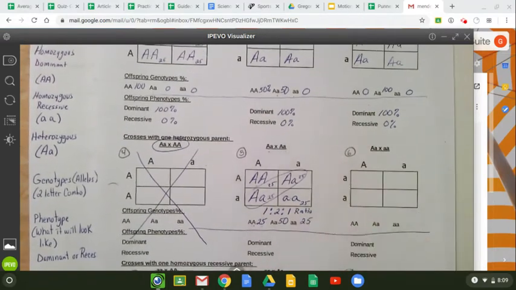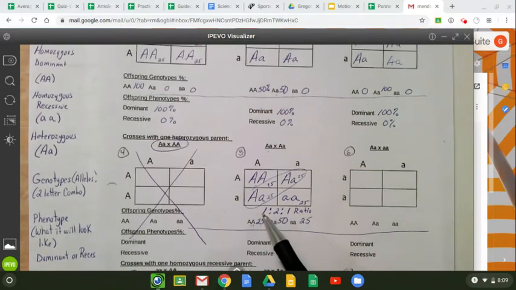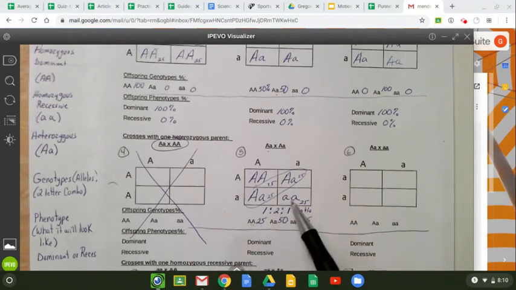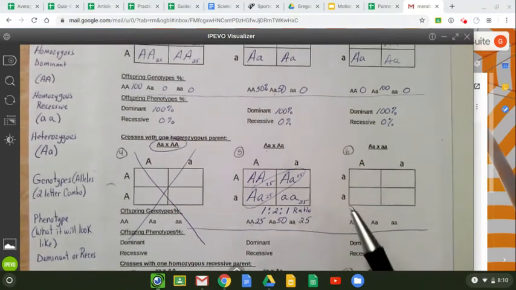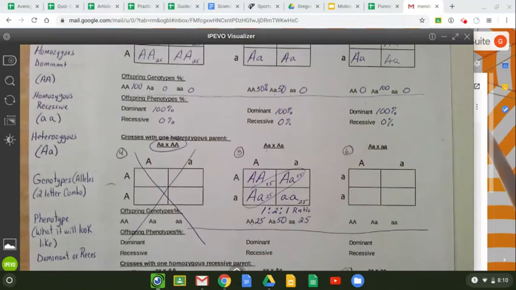All right, you may be familiar with ratios in math, right? And all we're saying is there's 1 homozygous dominant, there's 2 heterozygous, and there's 1 homozygous recessive. So I've been asking you to find the genotype percentage, but if I asked you to find the genotype ratio, you just put the numbers that you see. These numbers have to equal 4 because there are 4 boxes.